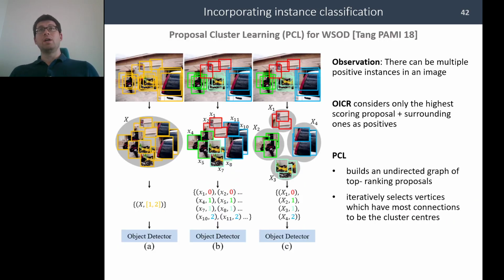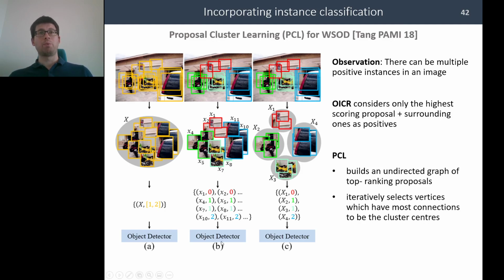Okay, so the same authors observed that instance classification is a good strategy, but still we do not use all the positive instances in an image. So in the image here, what it is showing is that in conventional multiple instance learning, we have a batch of instances and we assign one label to them.